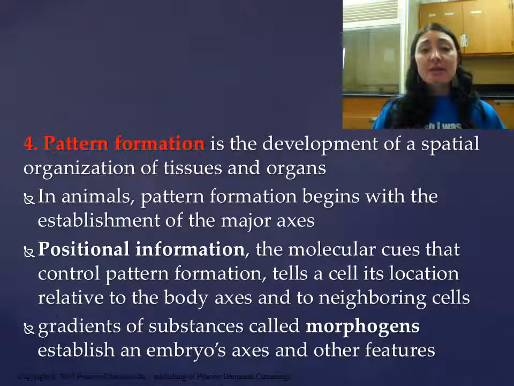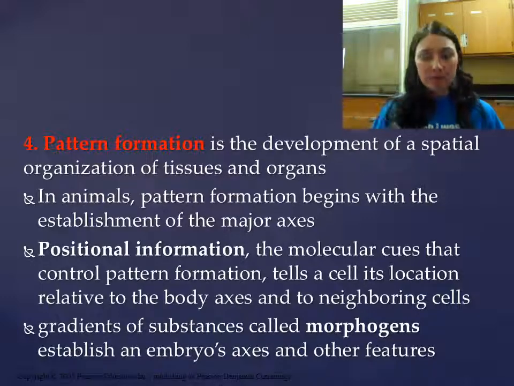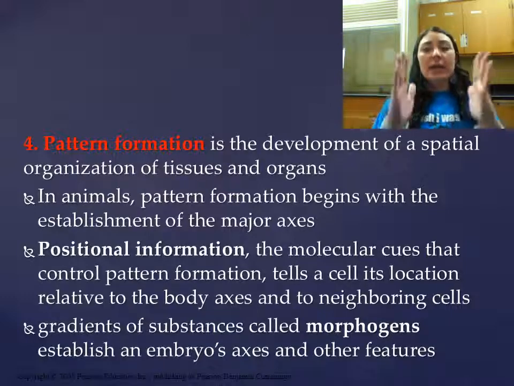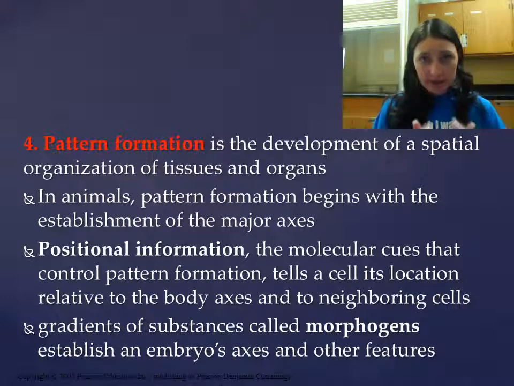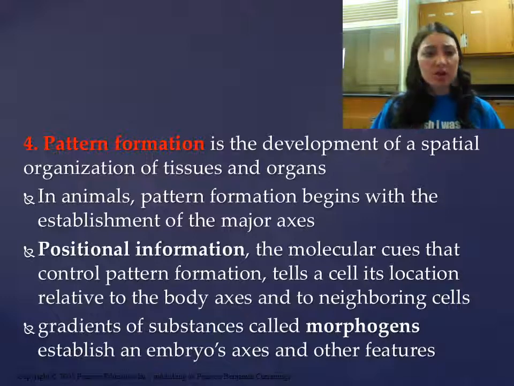Pattern formation is how we develop our spatial organization of tissues and organs: up, down, left, right, supine, whatever. In animals, that begins with the establishment of the major axes, and we're going to see an example of that in the next slide. Positional information are molecular cues that control that pattern formation. So it says, okay, here's where you are located, little cell, compared to the rest of the body, compared to the body axes, as well as compared to other cells. So it's kind of like a "you are here," this is where you're at, this is your position.